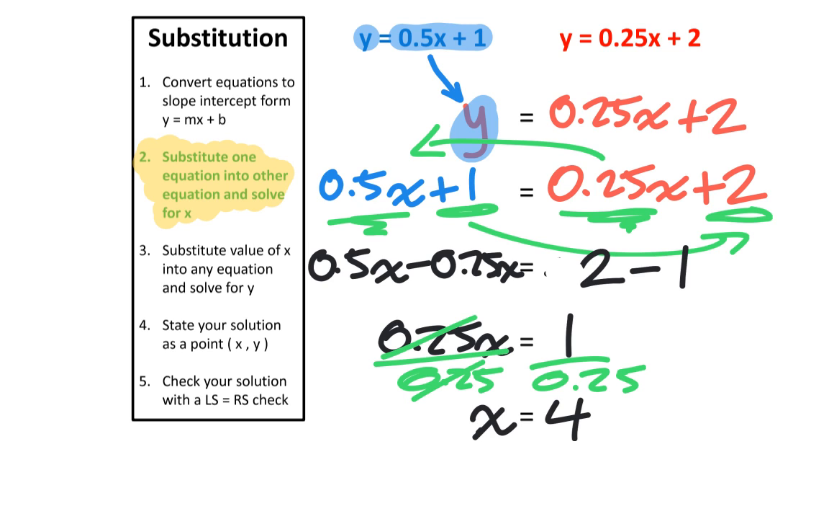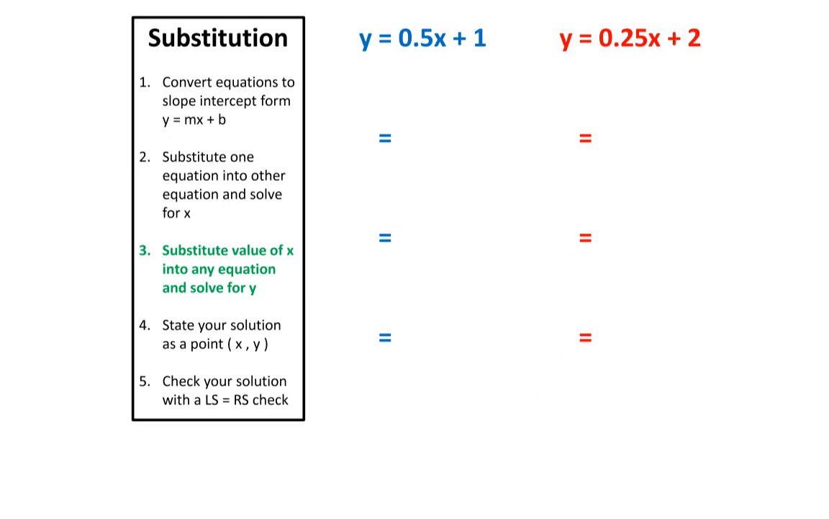We're trying to find the point of intersection of this blue and red line. A point of intersection contains 2 numbers. We have only found one of these numbers. We now need to find the other number. The third step is to substitute our value of x into any equation and solve for y. We just found that x was equal to 4, which means I can put this number into my equation for my blue line, or I can put this number into the equation for my red line.